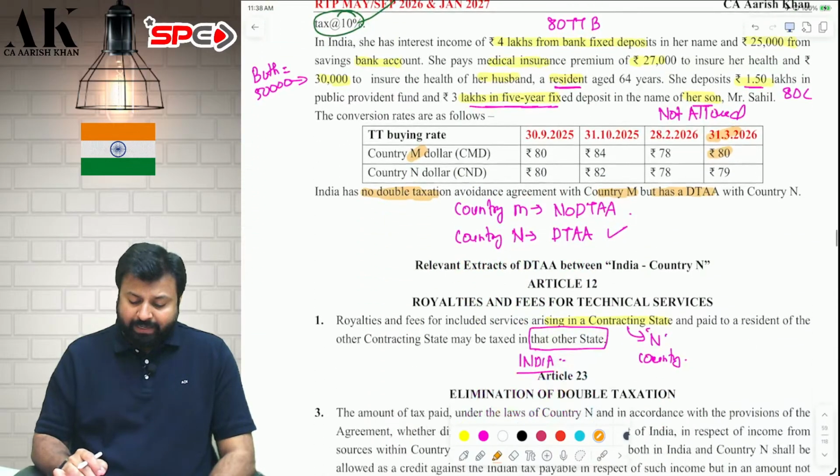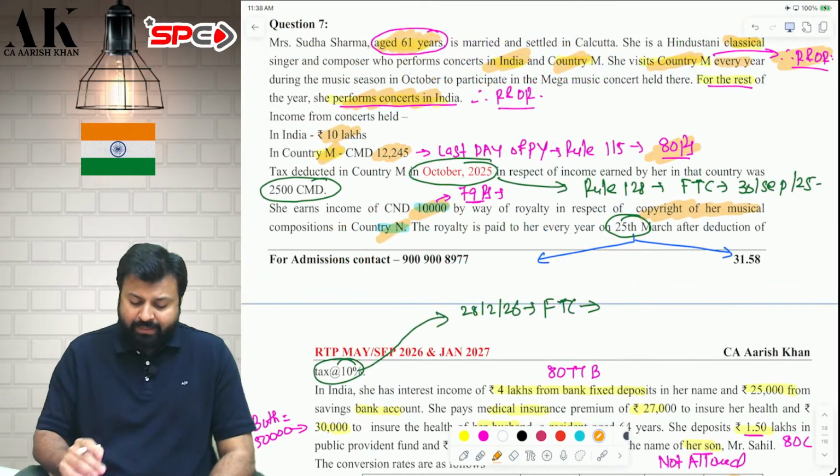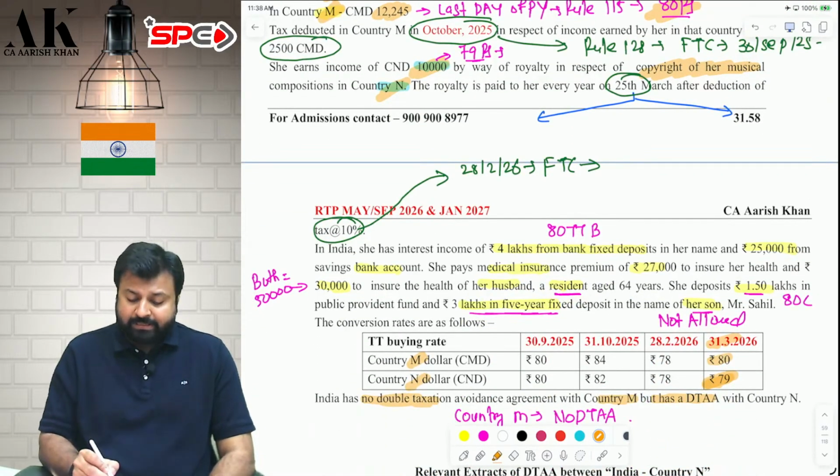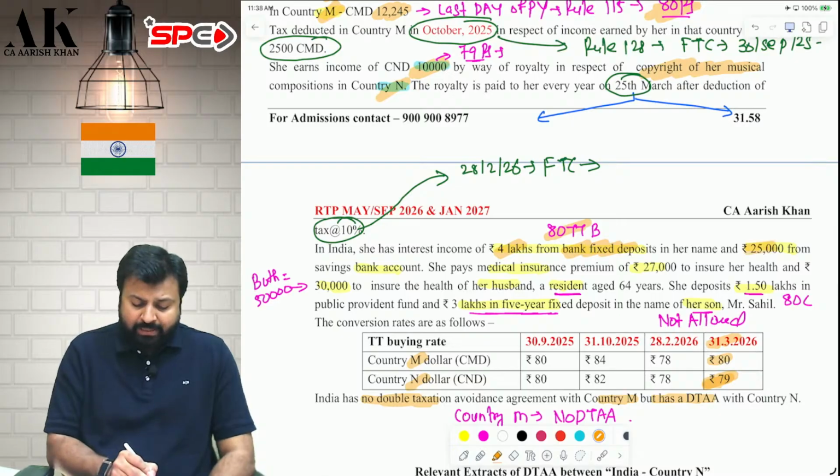So this will also be converted as per TTBR on the last day of the financial year of country N. So for country N, the last day TTBR is 79. You will multiply this by 79 and you will take it in India. Then she is earning some fixed deposit interest, 4 lakh rupees, and 25,000 rupees interest from saving bank.